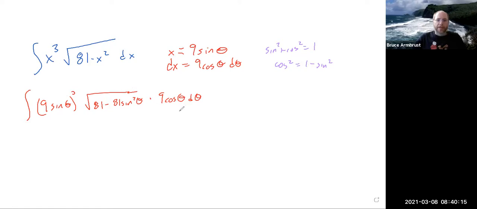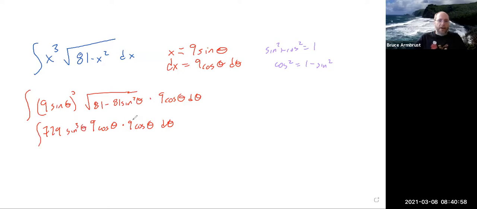So there are all the different pieces, but now hopefully we can simplify this a bit. The square root of 81 minus 81 sine squared theta is going to become 9 cosine theta. The 81 comes out as 9 from the square root, and then we have 1 minus sine squared, which from the Pythagorean identity becomes cosine squared. The square root of that is cosine. And then we've got the 9 cubed sine theta, so that's 729 sine cubed theta.